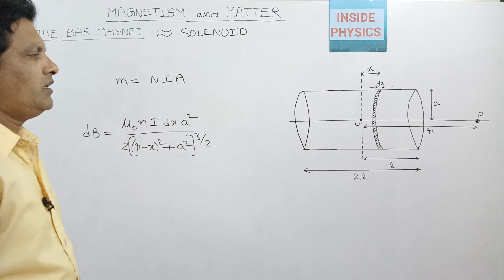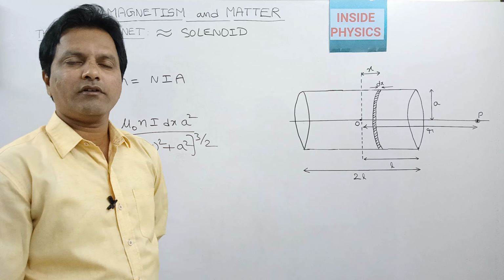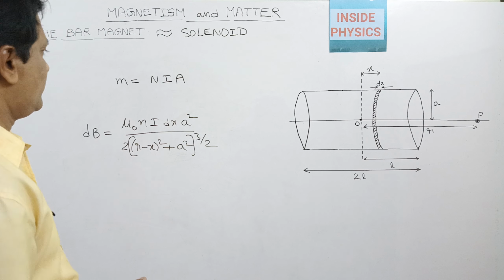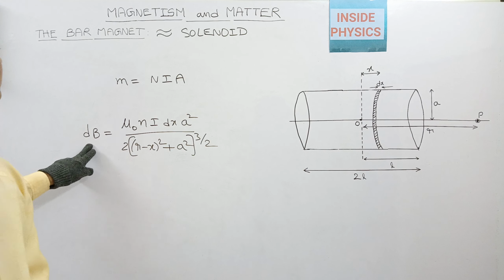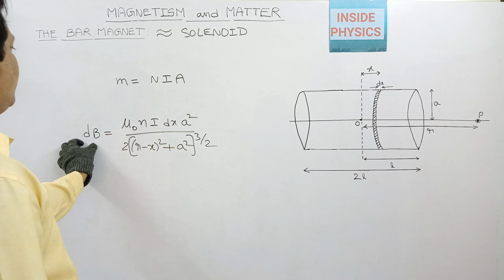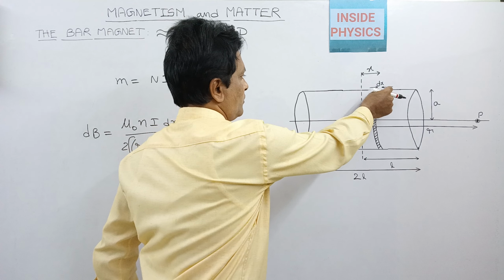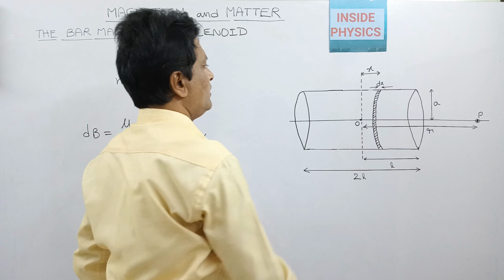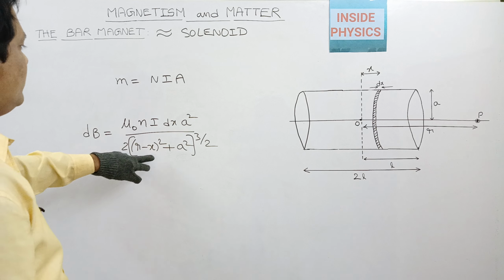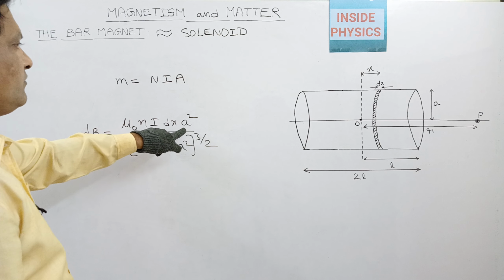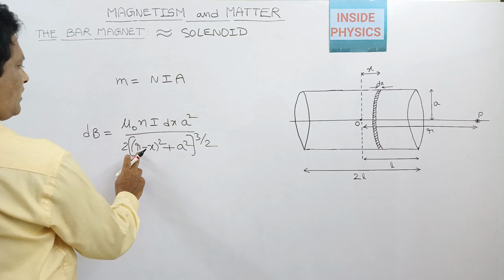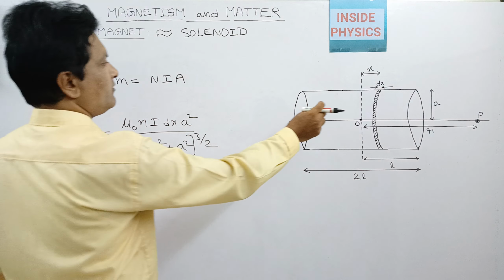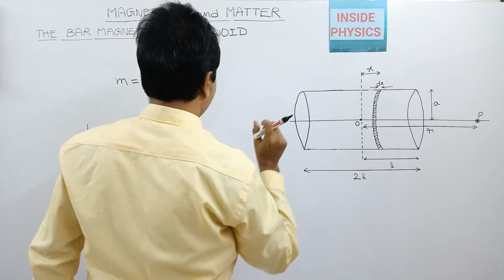This is the method we followed when we derived the magnetic field due to a current carrying loop. Here dB is the small magnetic field generated due to the current element we have taken, a single loop of small length, and a is the radius of the solenoid, r is the distance from the center to the point P. x is the distance between the current element and the center.